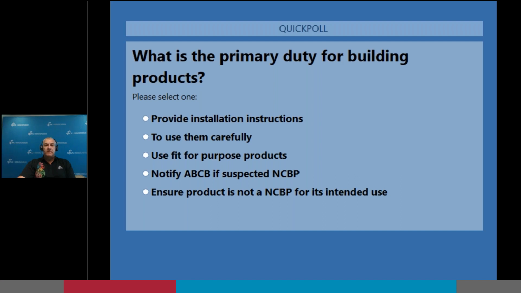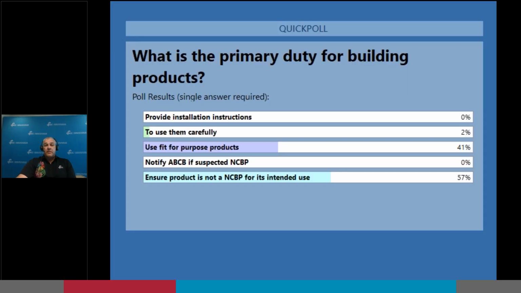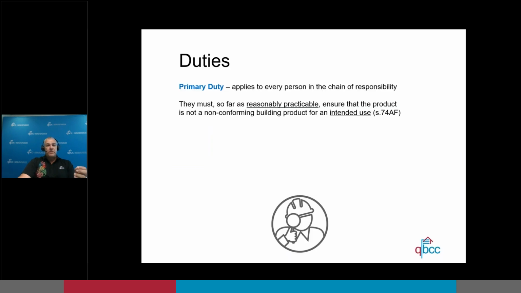We'll go and have a look at duties. So what are the duties? As we describe it, there is a primary duty, the principal thing that everybody must do, and it is a positive duty, and it applies to every person in the chain of responsibility. That is, you've got to make sure it's not a non-conforming building product, in simple terms. But have a look at the definition there: so far as reasonably practicable for an intended use.